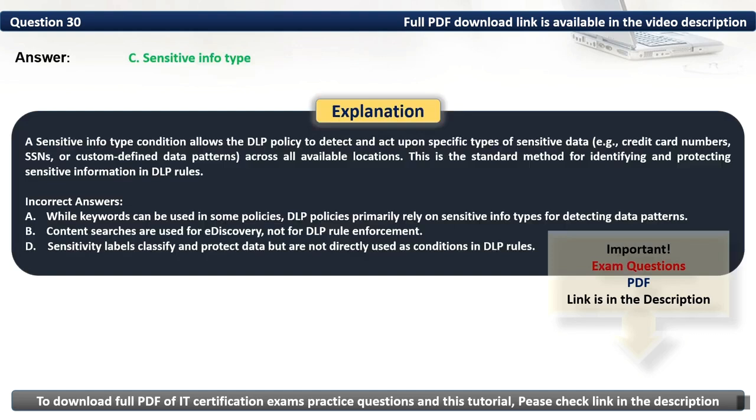A sensitive info type condition allows the DLP policy to detect and act upon specific types of sensitive data across all available locations. This is the standard method for identifying and protecting sensitive information in DLP rules.